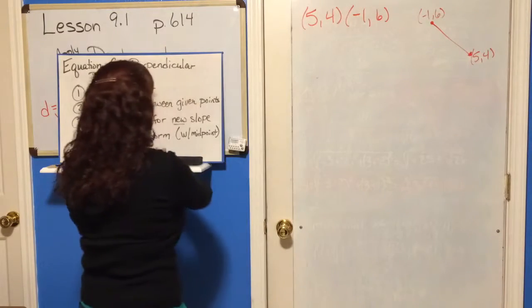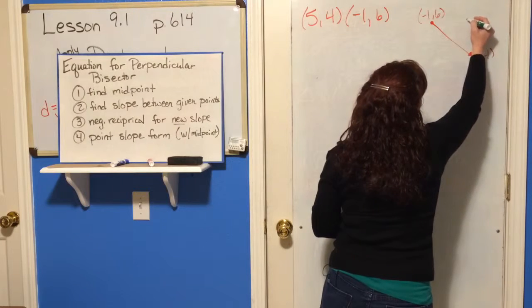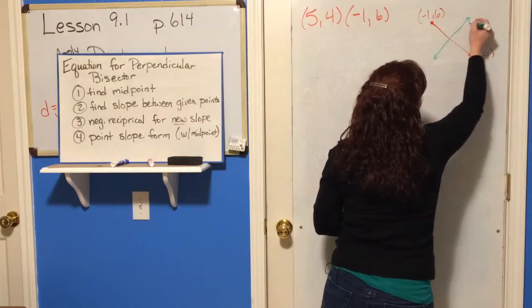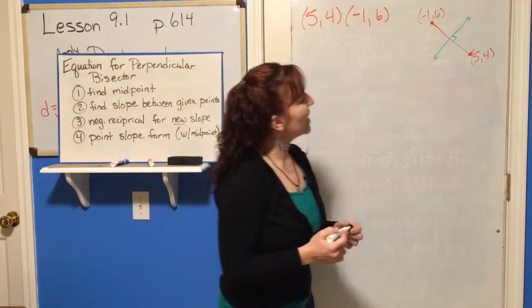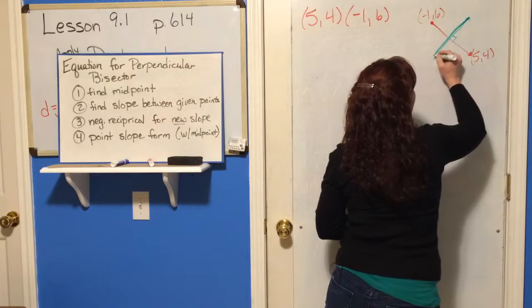What I'm looking for is the perpendicular line that cuts that line in half. And if I could draw straight, you could tell a little better what I'm doing there. Oh, and that's made it even worse.